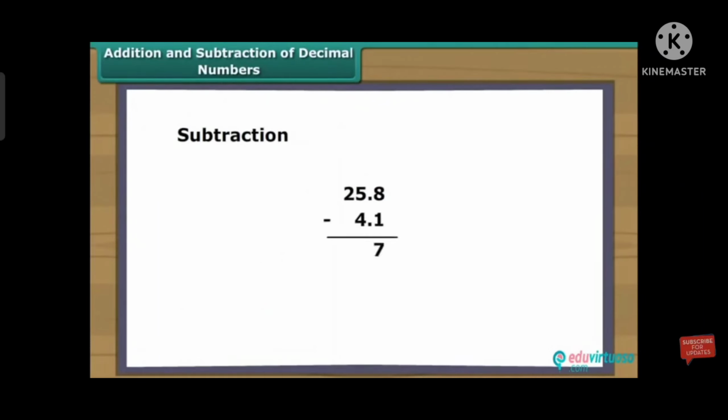Similarly, we can subtract one decimal number from another. Here we subtract first the digits at the right side of the decimal, followed by those at the left side.